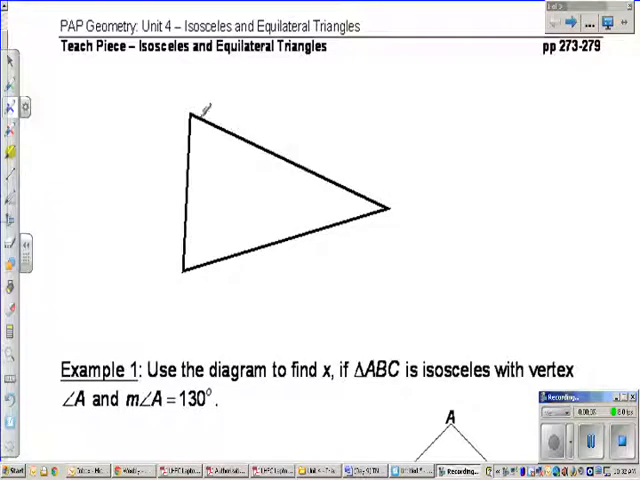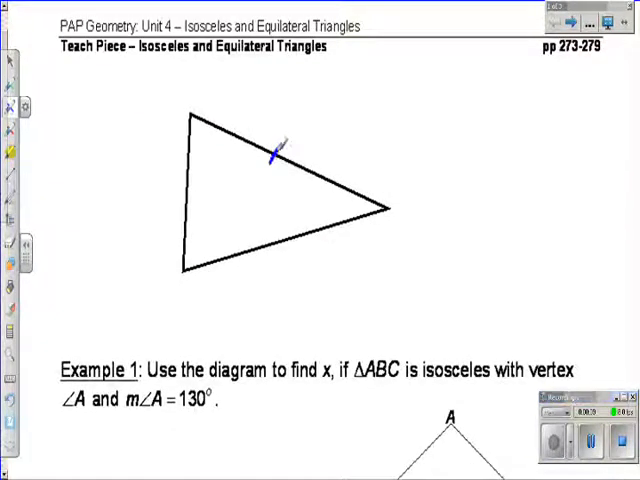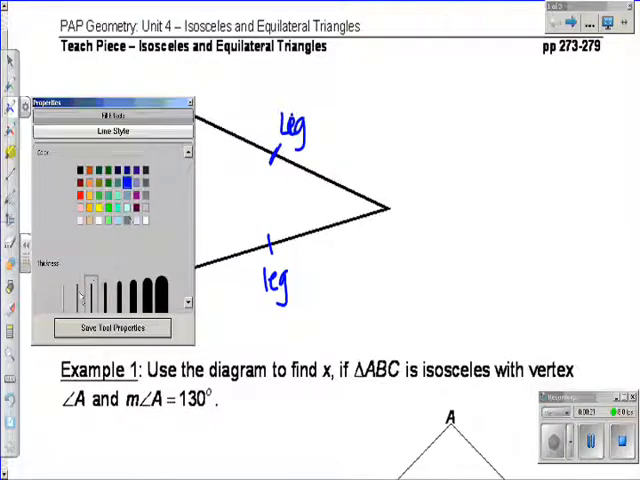Today we're talking about isosceles and equilateral triangles. So first off, we're just going to refresh our memory on what an isosceles triangle is. If this is an isosceles triangle, then you know that two sides are congruent. These two sides are called the legs. If those are the legs, then this side down here is the base.